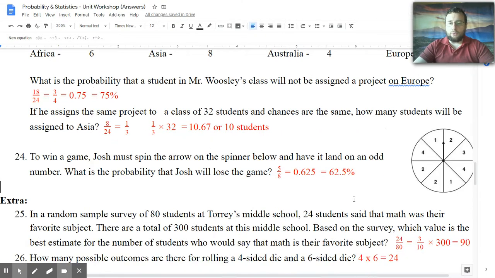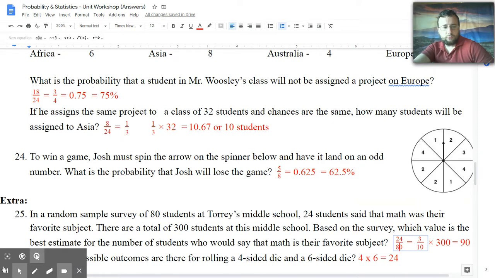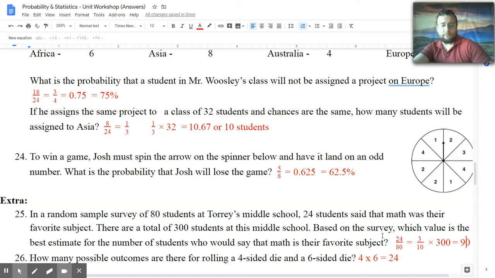So you got to get 24 out of 80, because that is 24 kids that like math out of the 80, to get a probability that is equivalent to 3/10 or 30% or 0.3. Now, when you multiply that times 300, that will tell you that 90 students in the school are likely to pick math as a favorite.